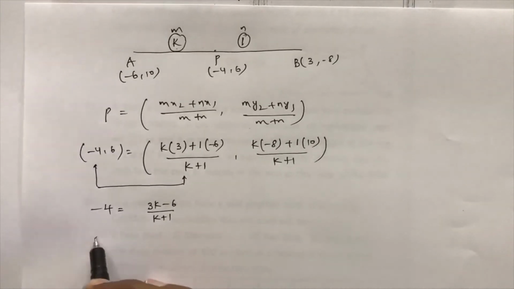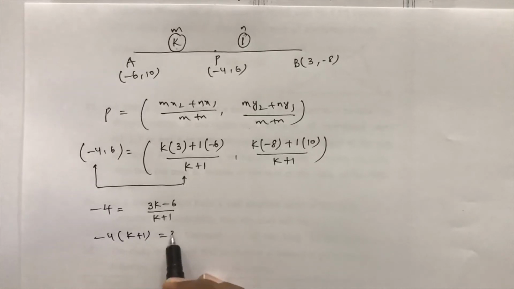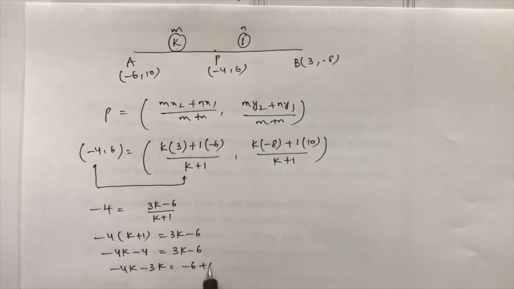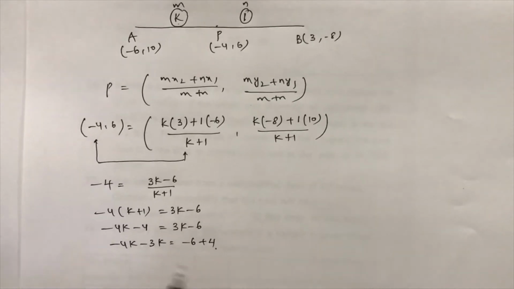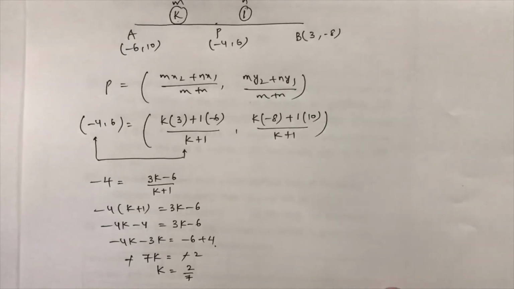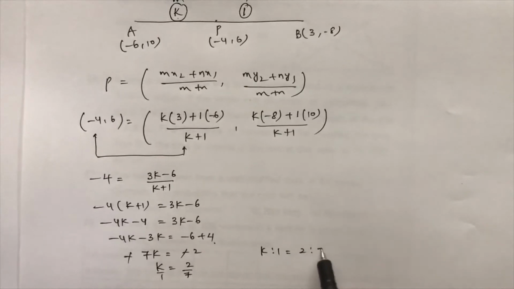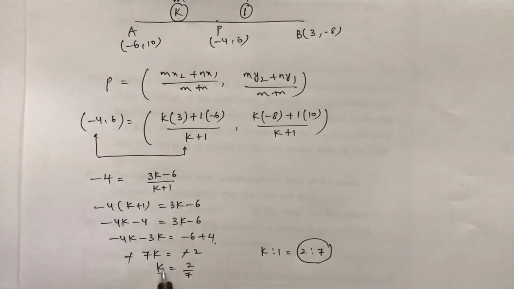Now here, minus 4 into k plus 1 equals 3k minus 6, minus 4k minus 4 equals 3k minus 6, minus 4k minus 3k is minus 6 plus 4. If you simplify further, you'll get minus 7k equals minus 2, minus minus cancel, k equals 2 by 7. So k is to 1, that was the ratio. That is nothing but 2 is to 7. The ratio is 2 is to 7. So you'll get directly k. Here k is 2 by 7.